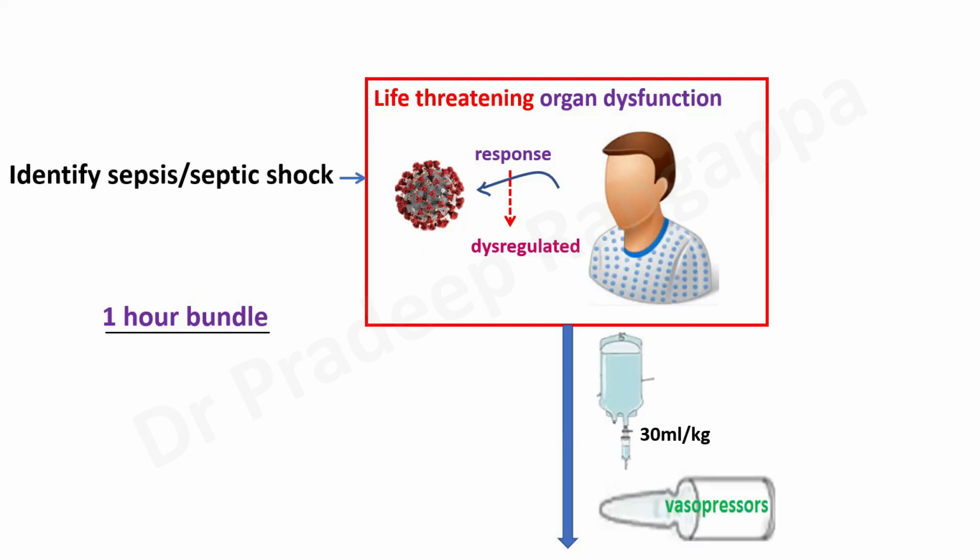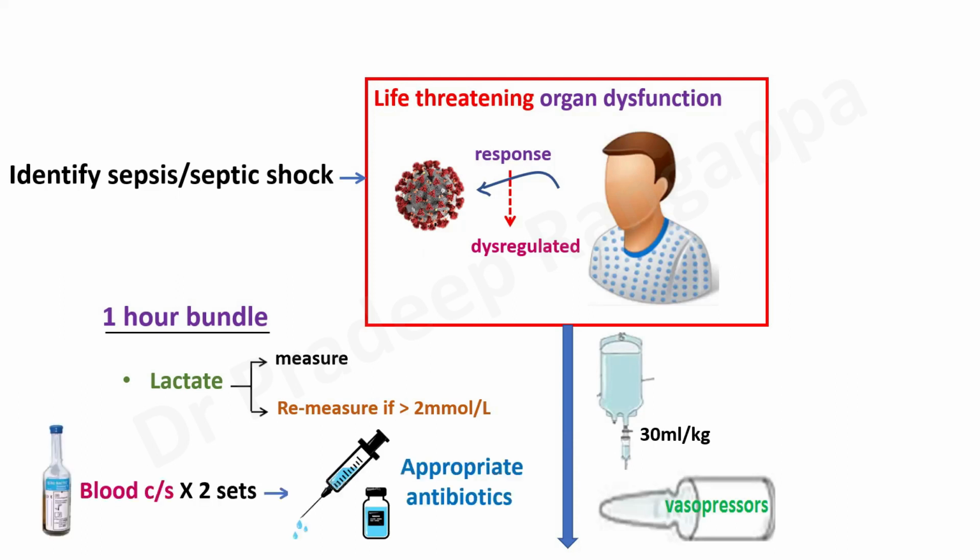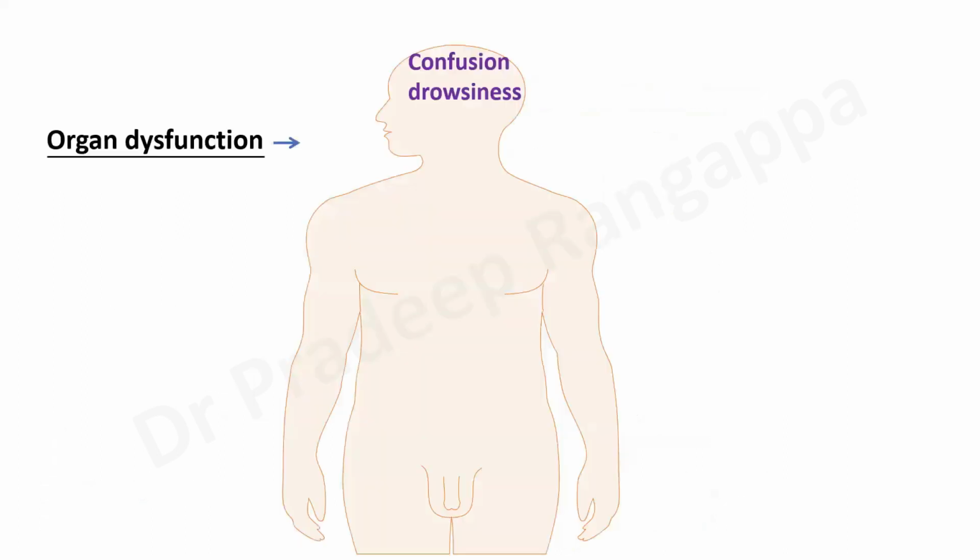If things are not improving, then we start vasopressor. And as we are giving fluid resuscitation, one needs to measure lactate because the protocol will be based on the lactate measurement. To see if lactate is getting better after your fluid resuscitation, you are expected to send 2 sets of blood culture followed by administration of antibiotics. All this is called the 1 hour bundle. Within 1 hour, you need to give fluids, and if blood pressure is not improved, consider starting vasopressors, check lactate, send blood cultures and start appropriate antibiotics.